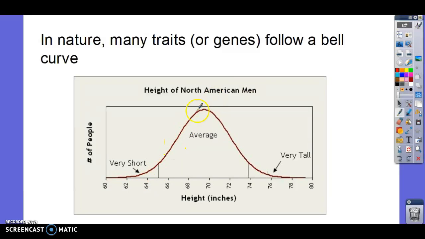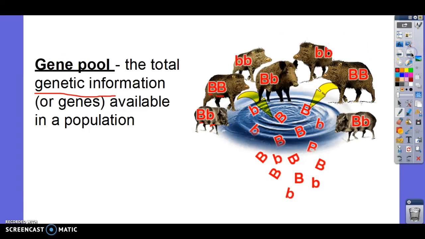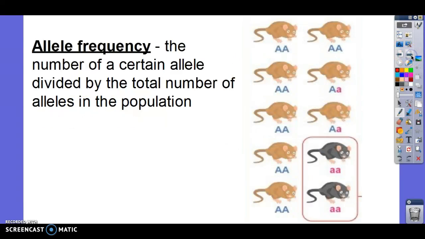We talked about the bell curve, how many genes or traits follow this bell curve where we have a lot of people or traits in the middle with average forms, and very few out on the extreme ends. We talked about the gene pool, all of the genes in a population. Now this is imaginary, it's not a pool you can go swimming in, but if we were to take all the genes in a population and put them together, that would be their gene pool.